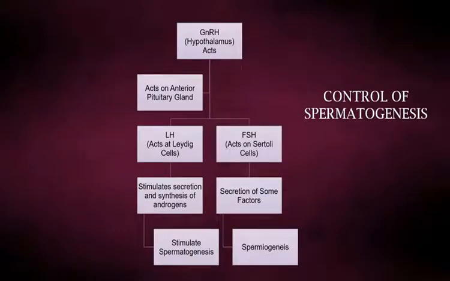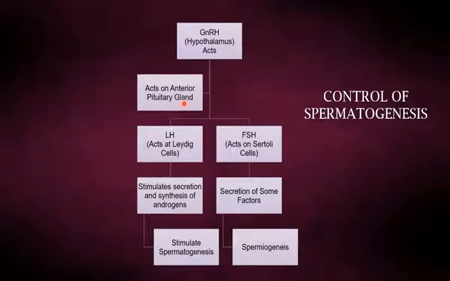Now the control of spermatogenesis, a very important topic. Spermatogenesis starts at the age of puberty. The controlling factor for the start of spermatogenesis is an increase in gonadotrophin releasing hormone, GnRH, which is secreted from the hypothalamus. This acts on the anterior pituitary gland.